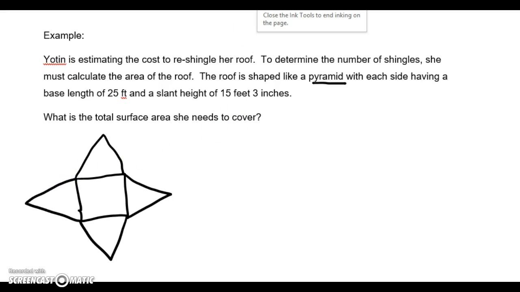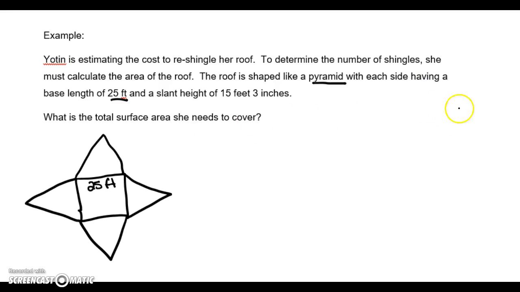And then let's label what we know about this roof. So we know that each side of this roof has a base length of 25 feet. And then we know that it has a slant height of 15 feet and 3 inches.